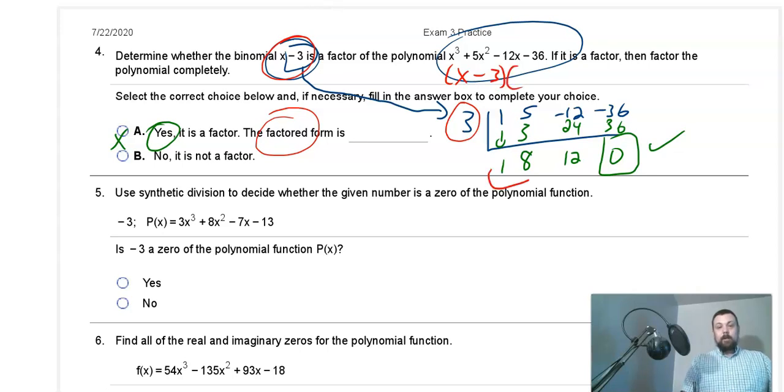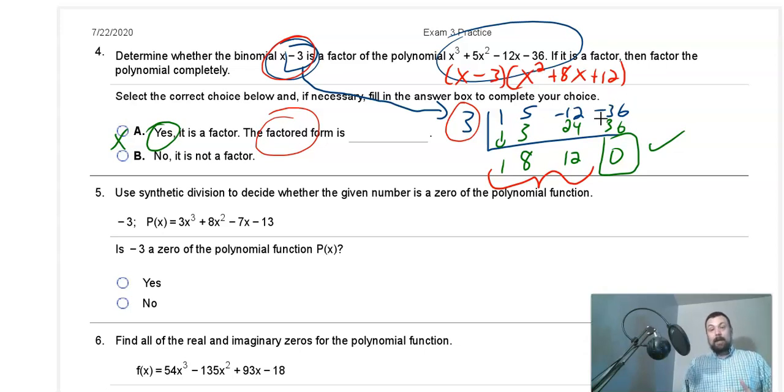The other factor is this quotient here, which is x squared plus 8x plus 12. Right? And so I factor this polynomial using my divisor and my quotient. And I can do that only if the remainder is 0. And once you factor it down to this, you can factor it some more.